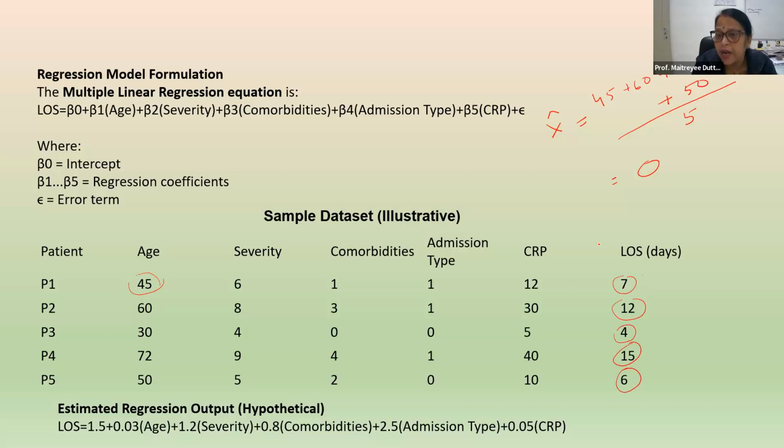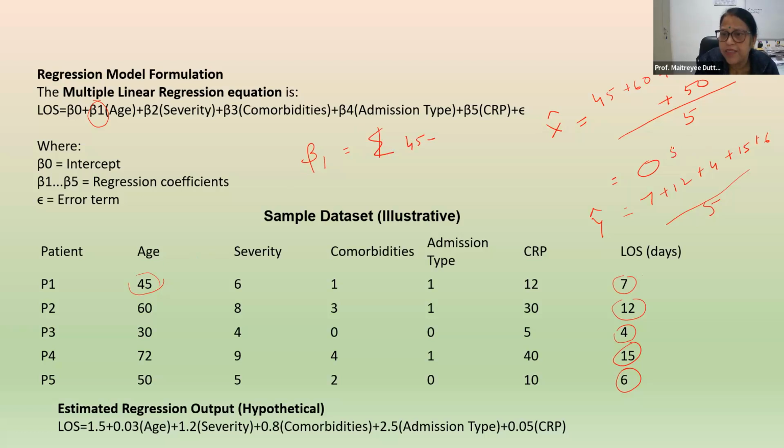What is your y bar? Y bar will be 7 plus 12 plus 4 plus 15 plus 6 divided by 5. So how to calculate beta 1? This is my beta 1, that is for age. How to calculate beta 1? I have told, beta 1 is equal to the summation of xi minus x dash for these 5. So what will be the summation that we will calculate? So 45, this is my xi, right? 45 minus x dash, that is the summation.